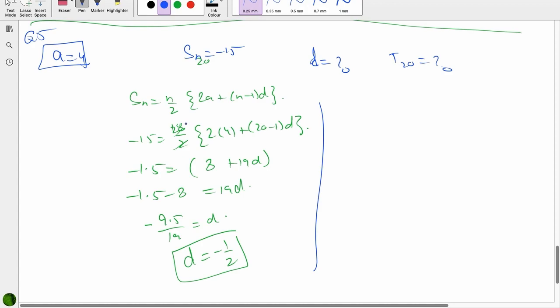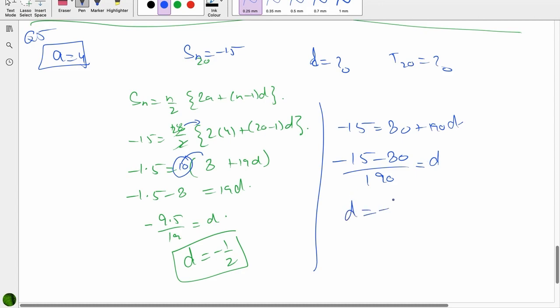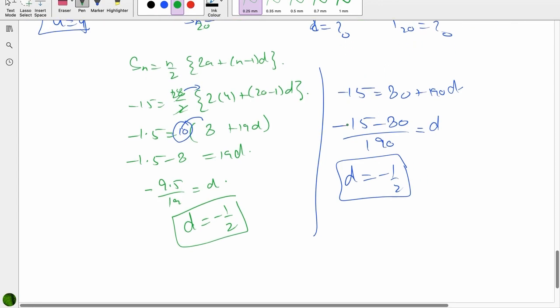Even then we'll get the same answer if you multiply it inside. For example, minus 15 is equal to, this was 10. If you keep 10 right here, you will be multiplying it to get 80 plus 190d. In that case it would be this. So let's check that. Negative 15 minus 80 divided by 190, you still get negative half. Yeah. So d is done.